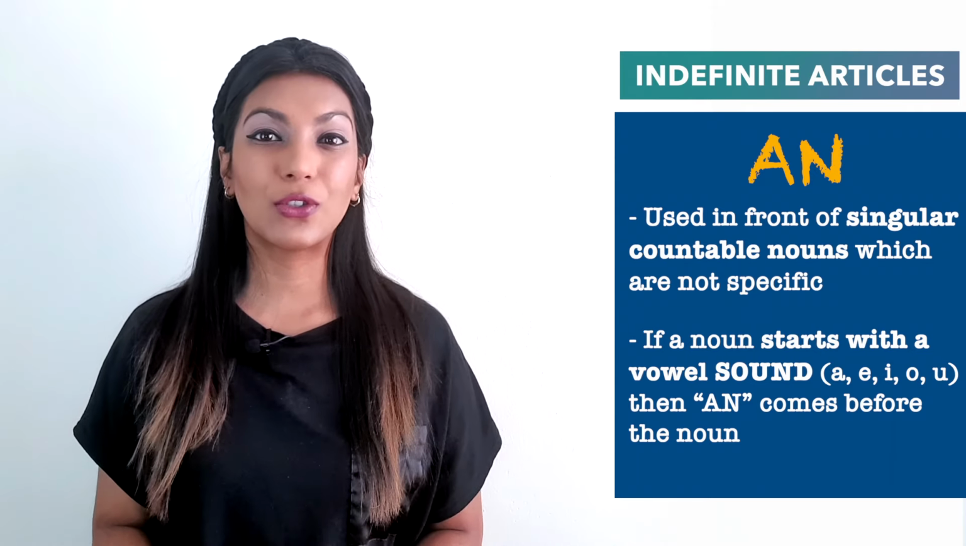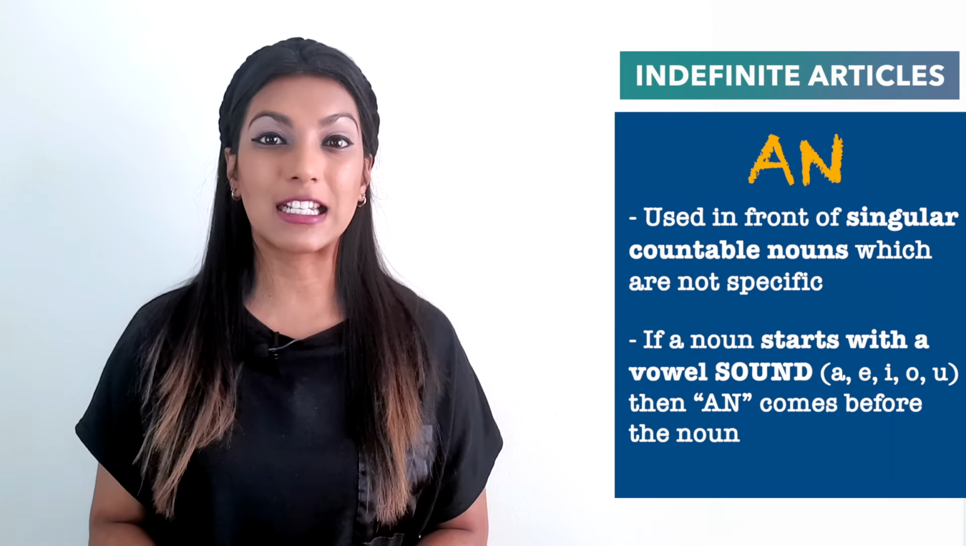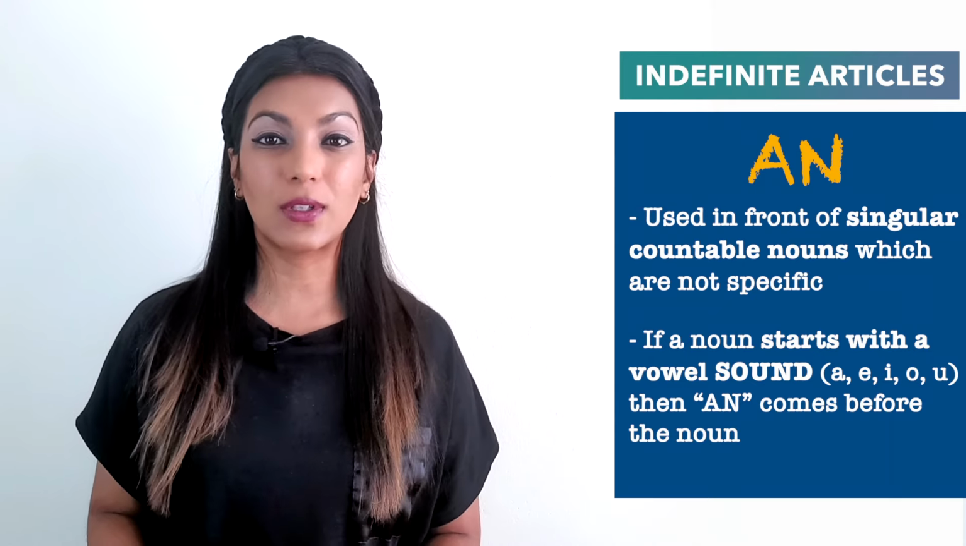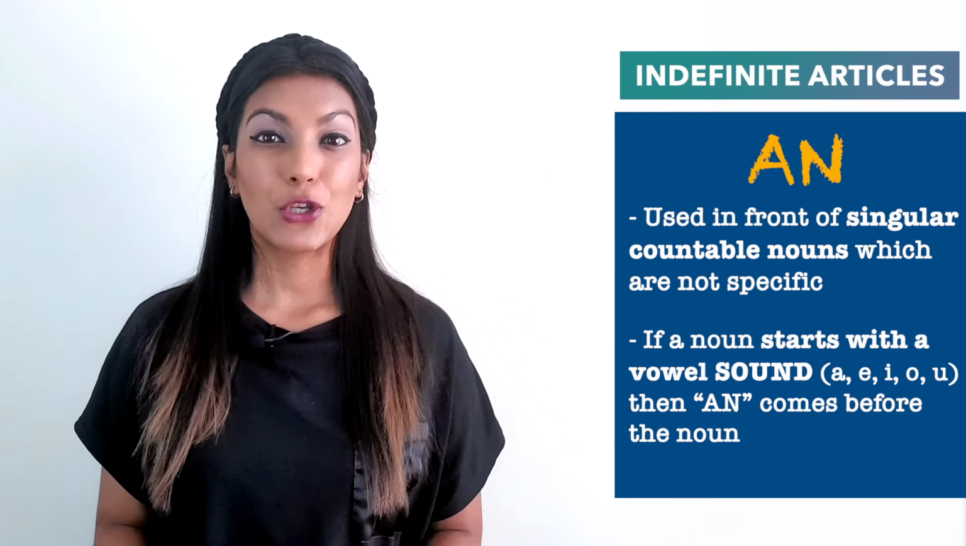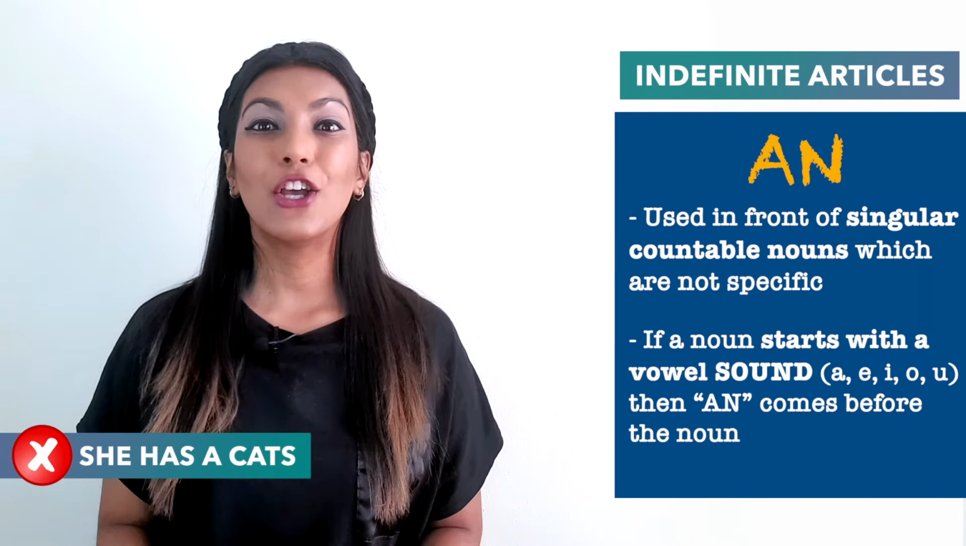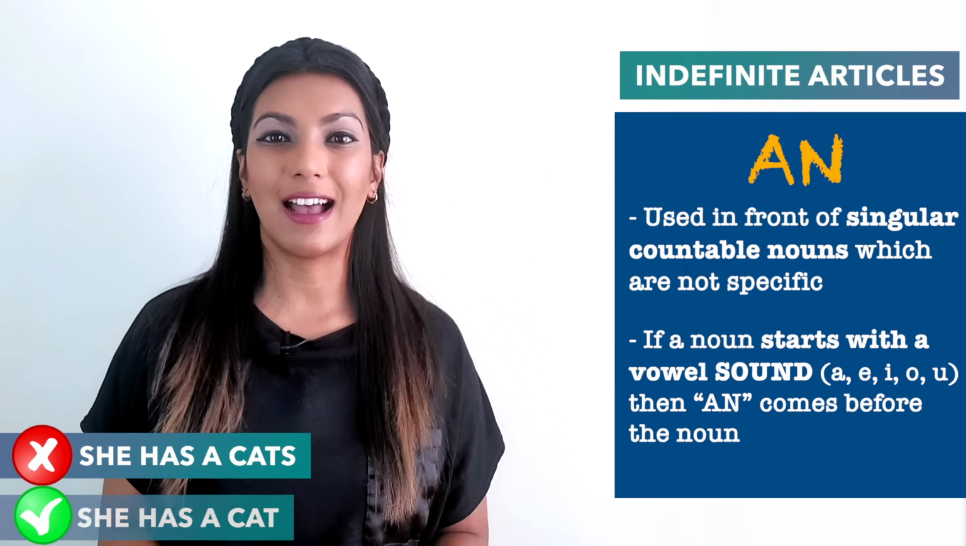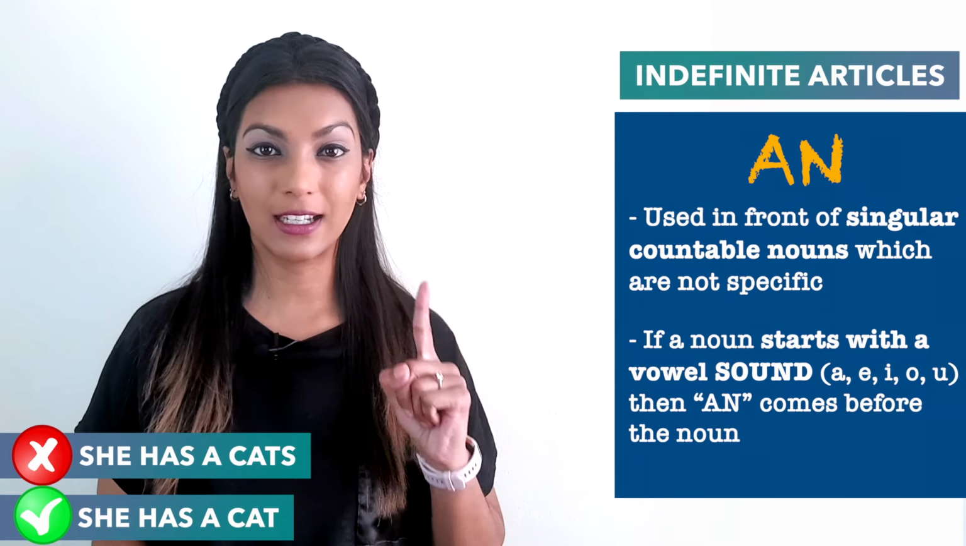It's very important to remember that indefinite articles are used for singular nouns. You cannot use these with plurals. You can't say "she has a cats." You have to use it with singular nouns. So we would say she has a cat, one cat.